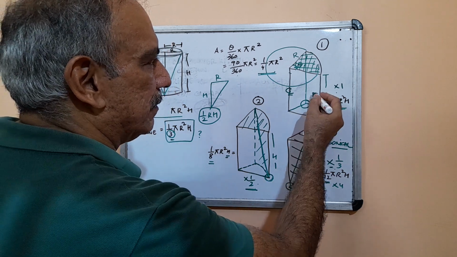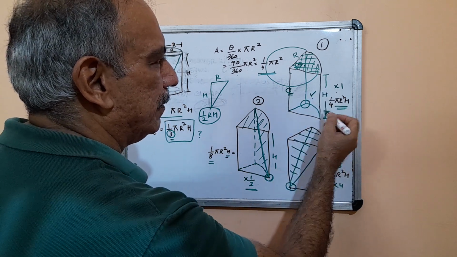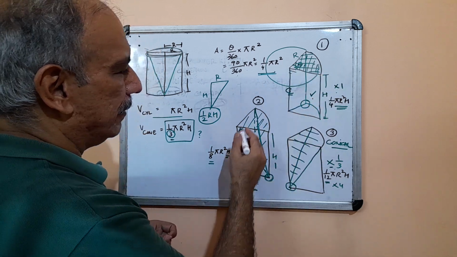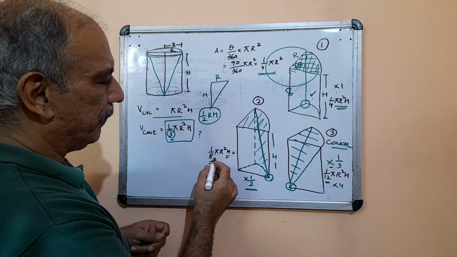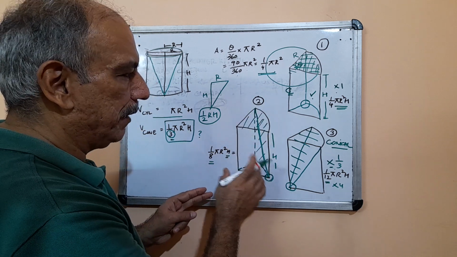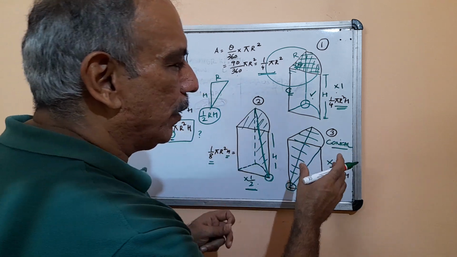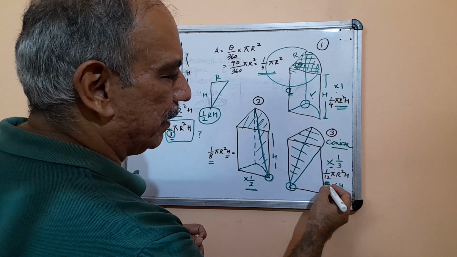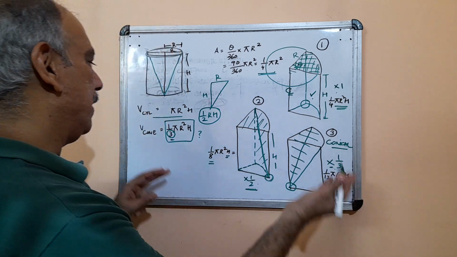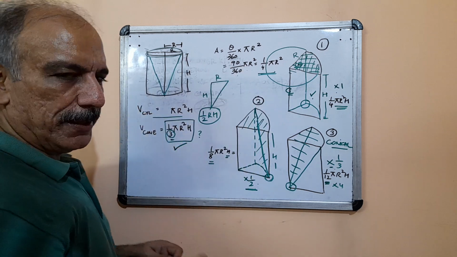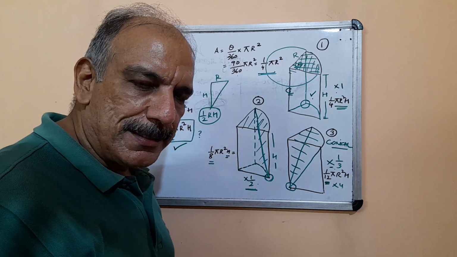This is pi r square h divided by 4, because it's a quadrant of the cylinder. This is still a quadrant, so we have 1 by 4 pi r square h multiplied by 1 by 2, which is 1 by 8 pi r square h. Here is the cone, so we get 1 by 3. 1 by 3 into 1 by 4 is 1 by 12 pi r square h. And multiplied by 4, the whole cone, you get 1 by 3 pi r square h. I hope everybody understands it now.